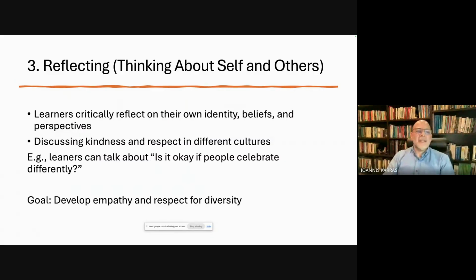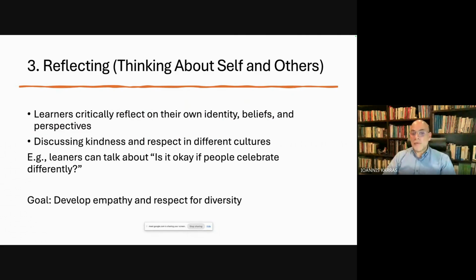And then the third stage they talked about is reflecting. So learners critically reflect, up to the point where they can at this age, on their own identity, their beliefs and perspectives. And I'm going to show you some examples later. For example, discussing kindness and respect in different cultures and what these entail.